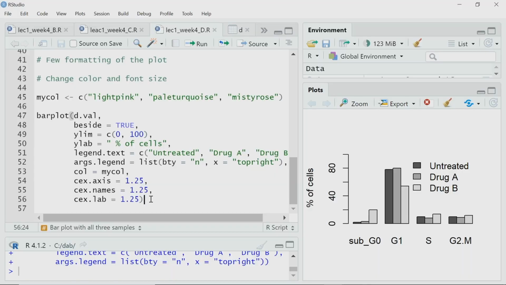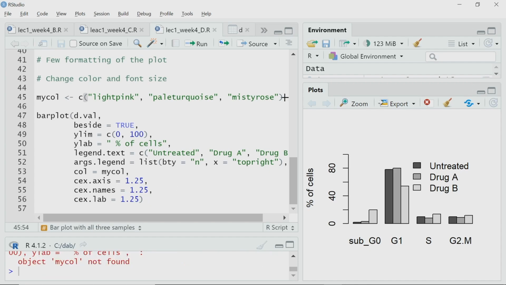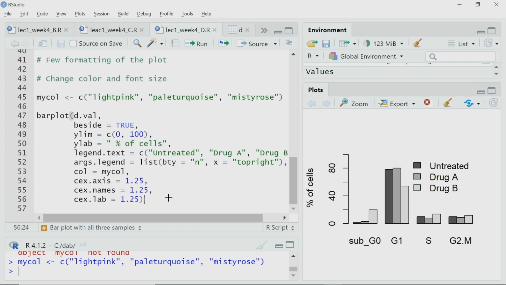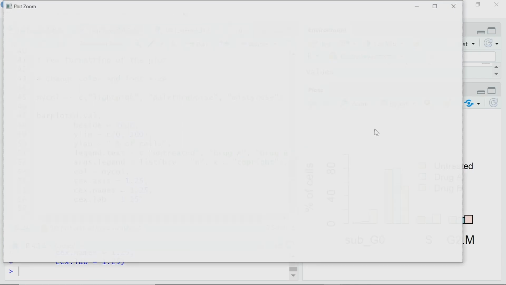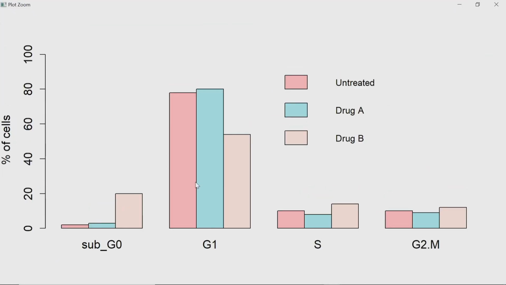So, if I execute it, I get this type of diagram. If I zoom in, you can see I have 3 different colors. So, if you want a colored bar plot, this may be the better way to do it. You can change the color as per your requirement.